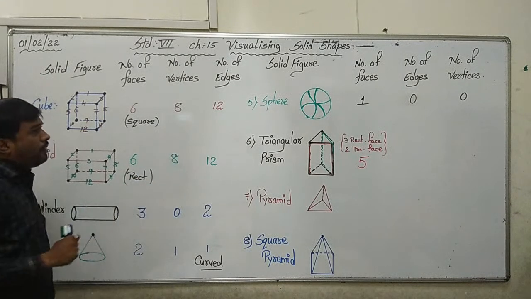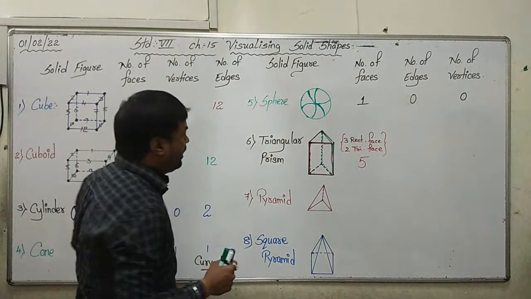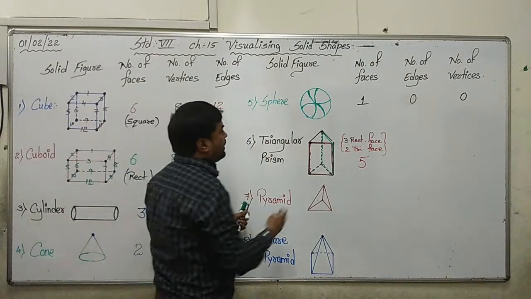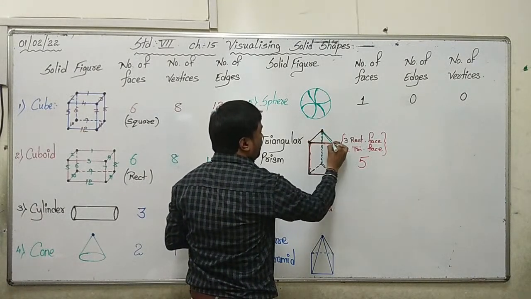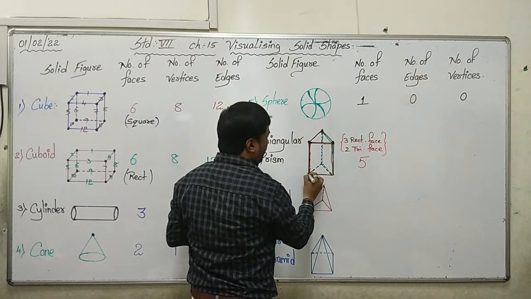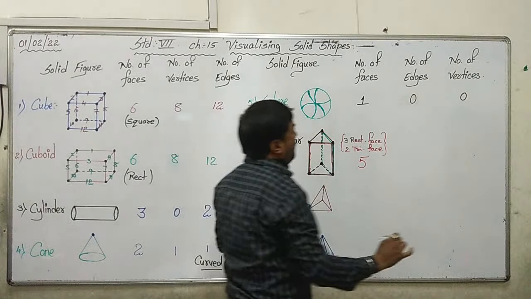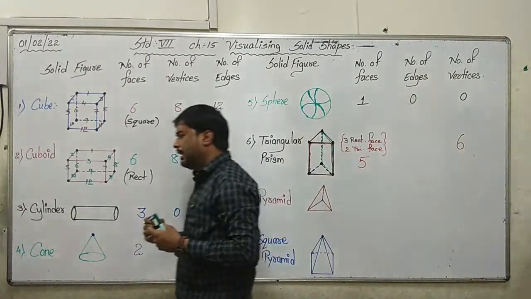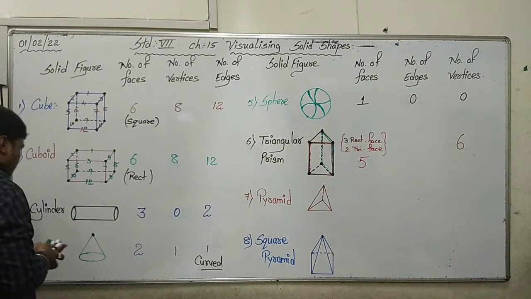Now let me talk about the vertices. So let's find vertices. 1 2 3 4 5 and 6. So total how many vertices are there? Total 6 vertices are there.